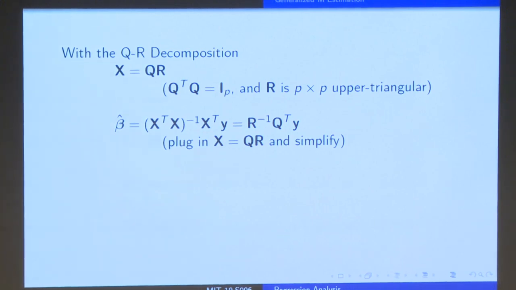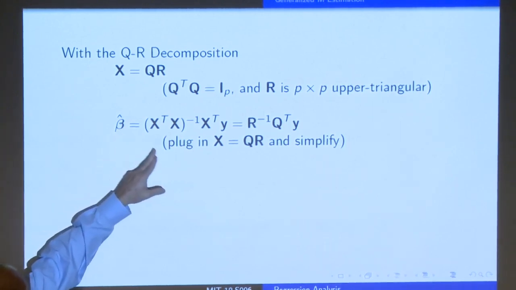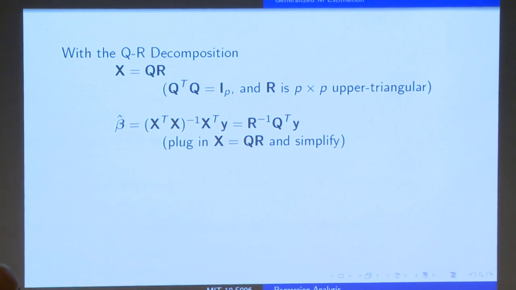Now, with this QR decomposition, what we get is a really nice form for the least squares estimate. Basically, it simplifies to the inverse of R times Q transpose Y. This means that you can solve for least squares estimates by calculating the QR decomposition, which is a very simple linear algebra operation, and then just do a couple of matrix products. Well, you do have to do a matrix inverse with R to get that out.